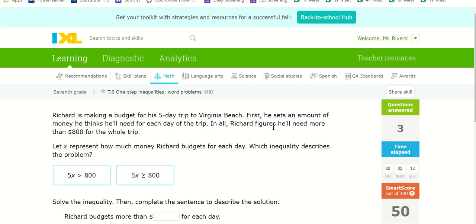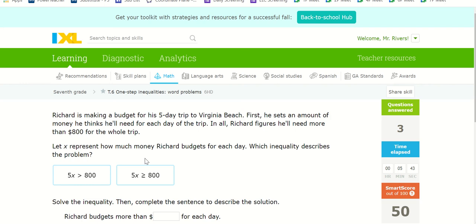Got it. Richard is making a budget for his 5-day trip to Virginia Beach. First, he sets an amount of money he thinks he will need for each day of the trip. In all, Richard figures he'll need more than $800 for the whole trip. More than 800. Is he going to use exactly 800? No, more than 800. Is he going to use 700? No. Could it be 801? 802? Yes. Could it be 1,000? Yes. So $800 is not more than 800.